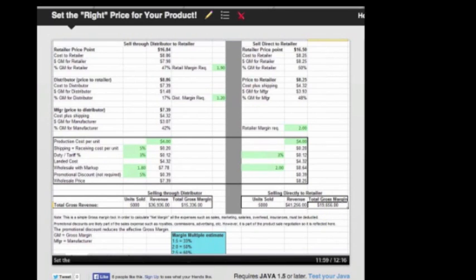I hope that you will jump in, put in your numbers, and see how you can make this work for you, the retailer, and distributors, so that you'll have a thriving and successful business.